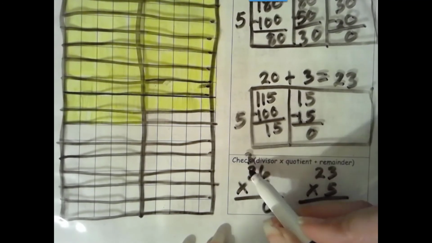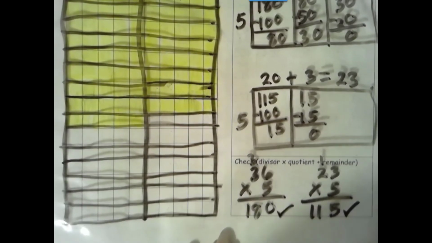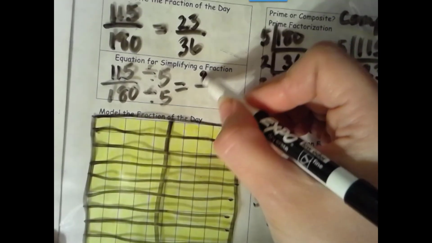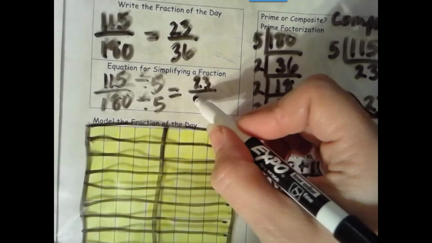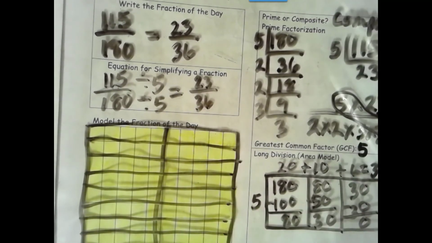5 groups of 6 is 30. 5 groups of 3 tens is 15 tens, plus 3 more is 18 tens. 5 groups of 3 is 15. 5 groups of 2 tens is 10 tens, plus 1 more is 11 tens. 115, that matches our dividend, so that checks. 180, that matches our dividend, so that checks. So our numerator is definitely 23, and our denominator is definitely 36.